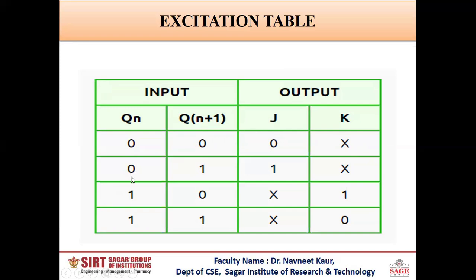Similarly, for Qn equal to 0 and Qn plus 1 equal to 1, J will always be 1, whereas K can be 0 or 1, so it is a don't care condition. Now when Qn is 1 and Qn plus 1 is 0, K will always be 1, whereas J can be don't care. We can check this condition.